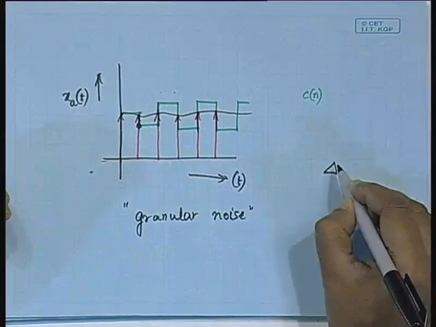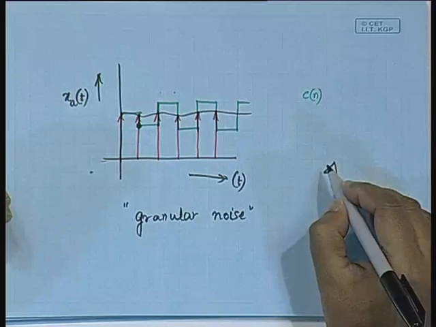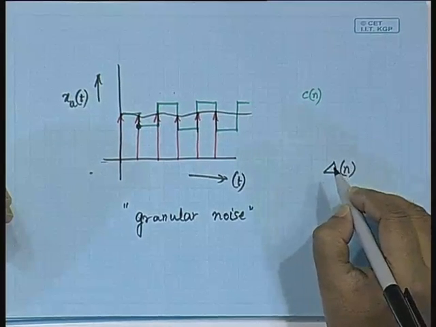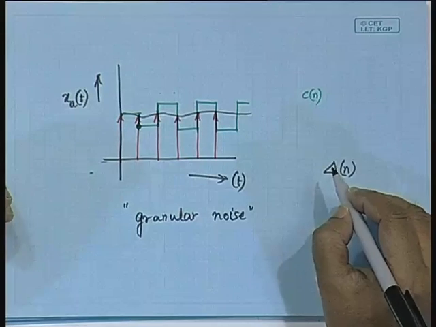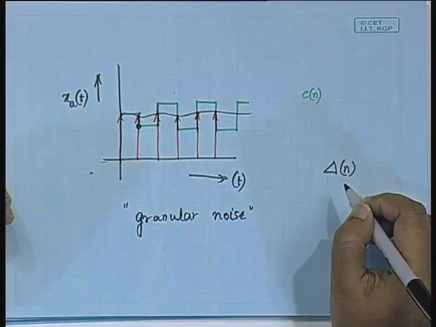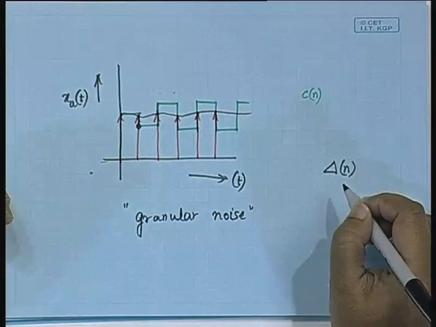So that is why we are saying that we should not be talking in terms of a fixed delta, we should be talking in terms of delta as a function of n. So the step size should now be made to vary in accordance with the samples. So we should have delta of n, and that is what leads to the adaptive delta modulator.